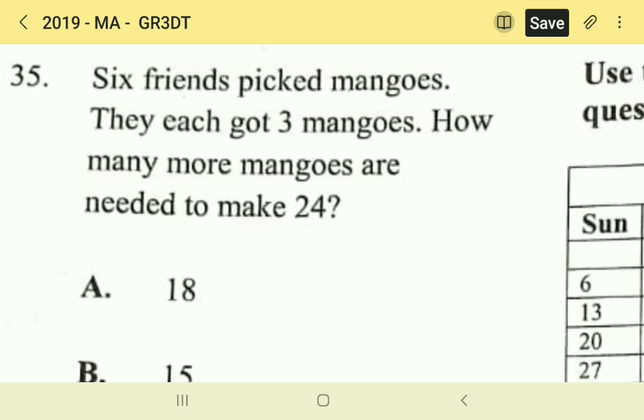We're now at 35. All right. 6 friends picked. Oh God, guys, this is a, what's that R word? Repeat item.